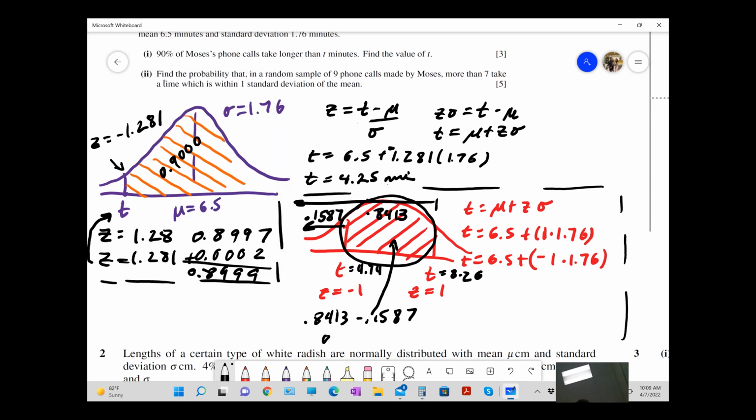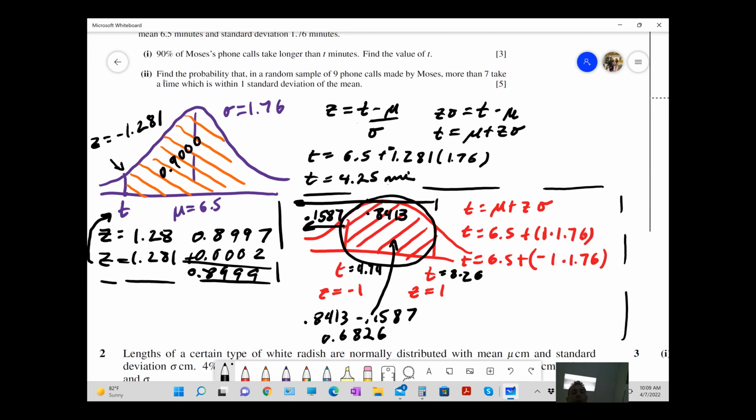0.6826. So now we know the probability of being between those. About 68%. So now, guess what? Let's take a look at this here. That's how you get the first part there. Now the second part says the probability, and it says 8, 9. And look at what it does.